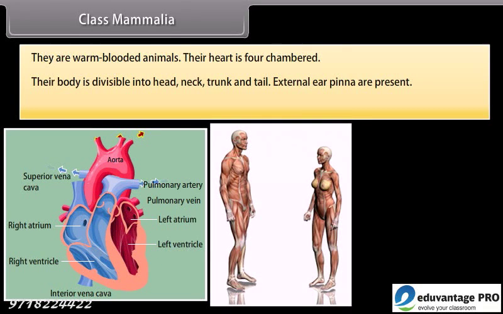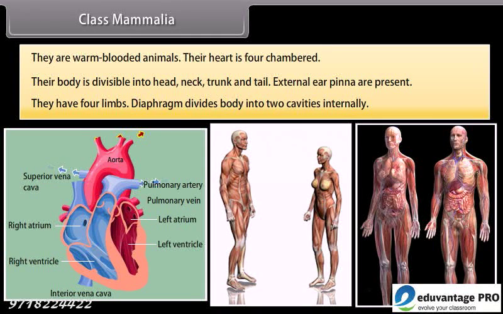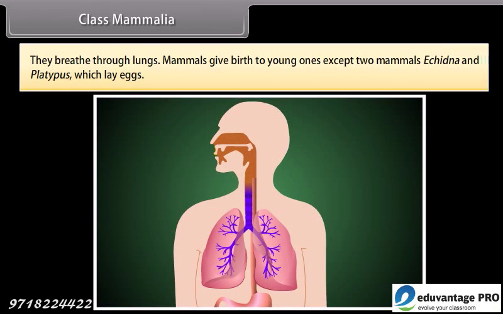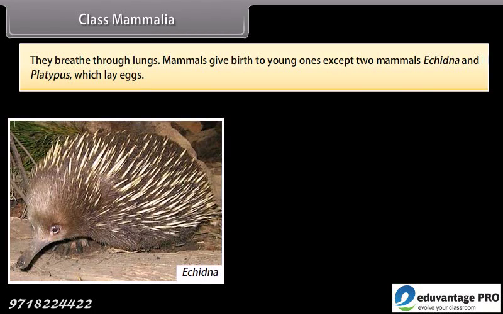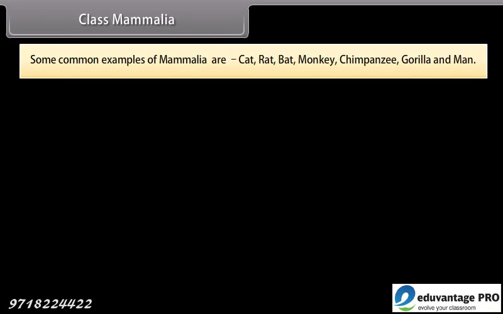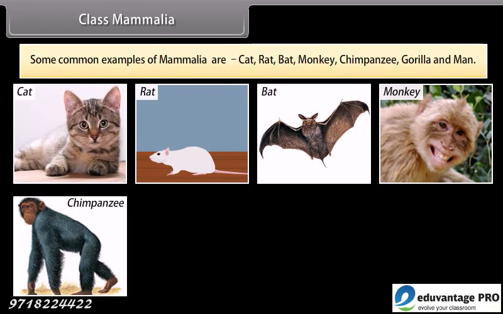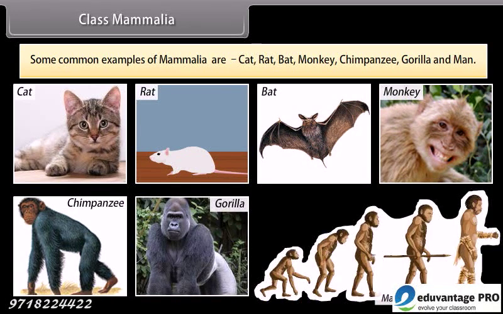Their body is divisible into head, neck, trunk, and tail. External ear pinnae are present. They have four limbs. A diaphragm divides the body into two cavities internally. They breathe through lungs. Mammals give birth to young ones except two mammals, echidna and platypus, which lay eggs. Some common examples of Mammalia are cat, rat, bat, monkey, chimpanzee, gorilla, and man.